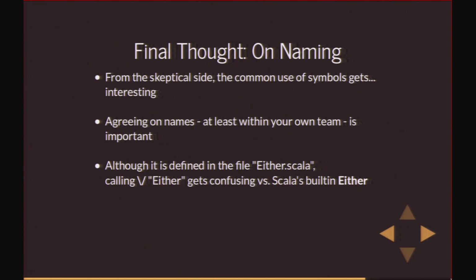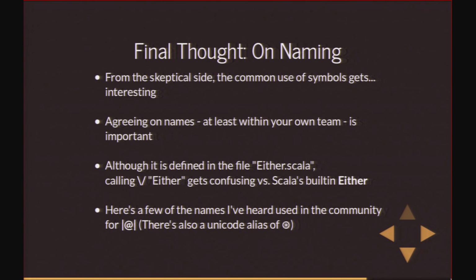Although it's defined in the file either.scala, disjunction is easily confused with Scala's built-in either. So, calling it a disjunction means that, hey, we're talking about the scalaz either, not the Scala either. And so a disjunction is what we call it, and it's what I call it, and at least that means we're on the same page. Here's a few of the names that I've heard used in the community for pipe at pipe. There's also a Unicode alias of a star inside of a circle, which is really helpful too, because it looks nothing like a pipe at pipe.